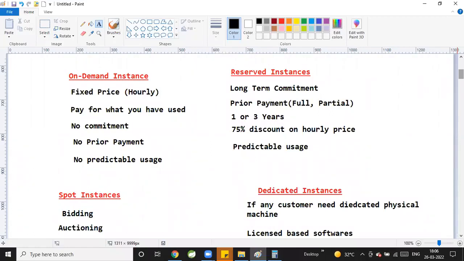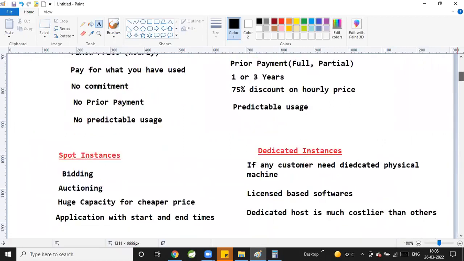Fixed price, minimum pricing period is 1 hour. Pay for what you use. You need not have any commitment, no prior payment. Reserved instances: you are going to purchase the instance for 1 year minimum, and maximum you can purchase for 3 years. You have to make the payment first, and they will provide you some discount also. Hourly they are going to calculate, every day 24 hours. 1 year means 365 days into 24 hours, approximately 8,000 hours. For 8,000 hours you have to pay the bill, then you can use the reserved instance.